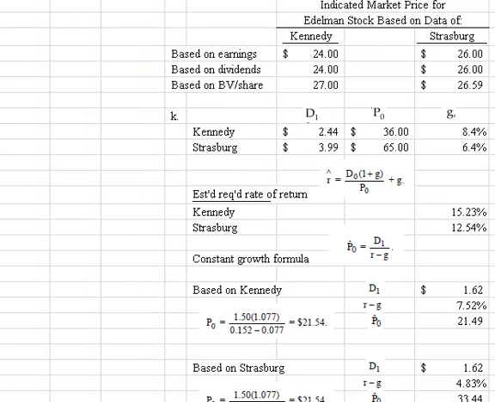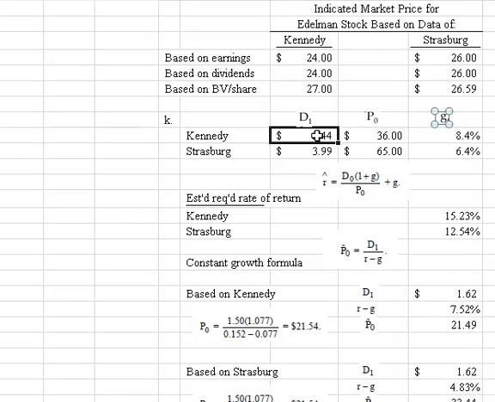So we have the data from the previous part, and we look at K. With K, what they've asked us to do is calculate this formula right here, to come up with the estimated required rate of return for Edelman based on what we know about Kennedy and Strasbourg. To make the calculation easy, I've broken out the pieces that we need, the D1, the P0, and the G. So D1 for Kennedy, we take the dividend of 225 times 1 plus the growth rate. And the growth rate is given in cell N43.